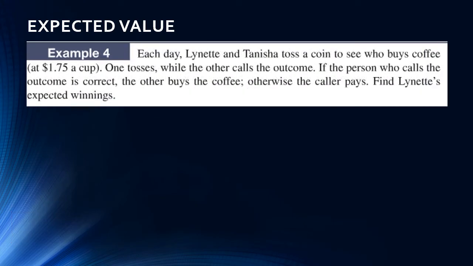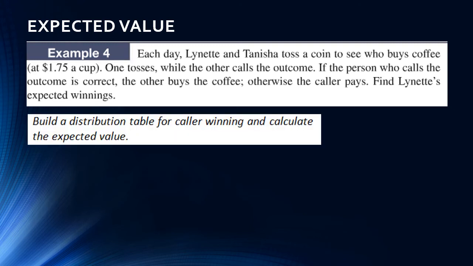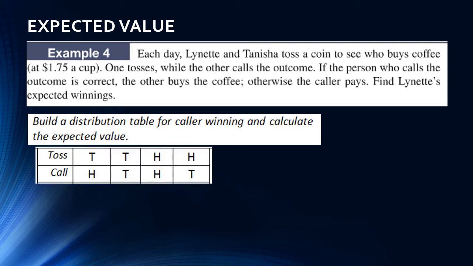Let's try another one. Let's see if you can build this one out. Each day, Lynette and Tanisha toss a coin to see who buys coffee at $1.75 a cup. One tosses while the other calls the outcome. If the person who calls the outcome is correct, the other buys the coffee. Otherwise, the caller pays. Find Lynette's expected winnings. So here we have a tosser and a caller, okay? So it really doesn't matter which one we make Lynette. But we need to build a distribution table for the caller winning and calculate the expected value.